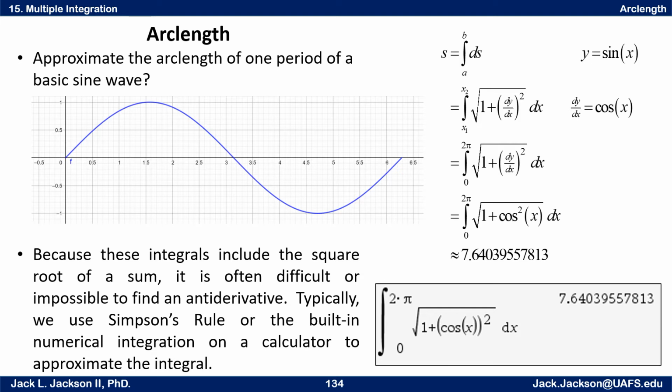But if all we need is a decimal approximation, then we can pretty easily use an approximation technique, something like Simpson's rule, or the built-in numerical integrator on your calculator. Here I used a TI-Nspire CAS, and when I asked it to do this integral, it could not come up with an exact value, but it gave me a nice decimal approximation to many digits. In most real-world problems, a decimal approximation is going to be plenty good enough anyway. And so for most of these arc length problems, we will set up the appropriate integral and then approximate it. A TI-84 would have maybe given you a couple of fewer decimal places there, but otherwise it would have given you the same thing.